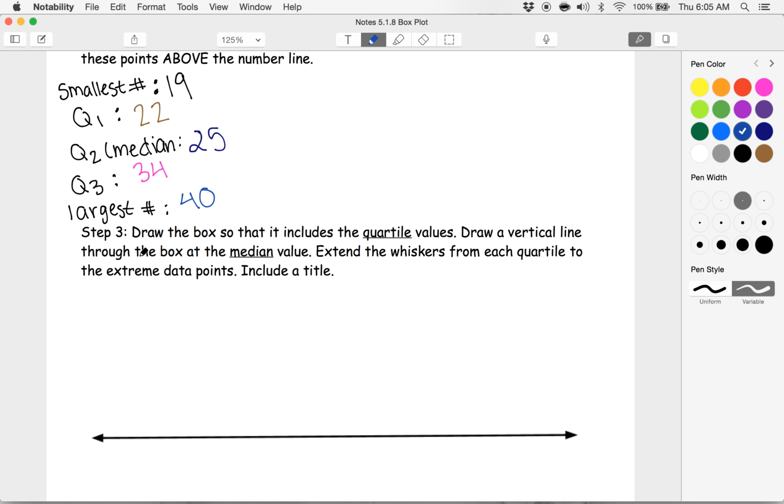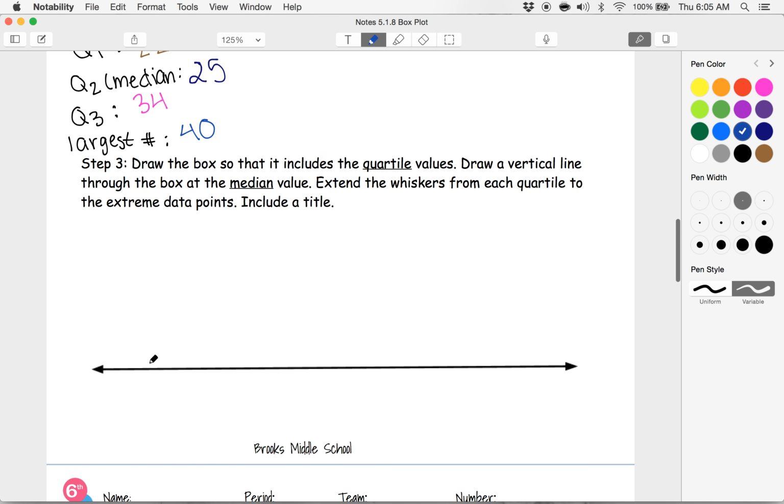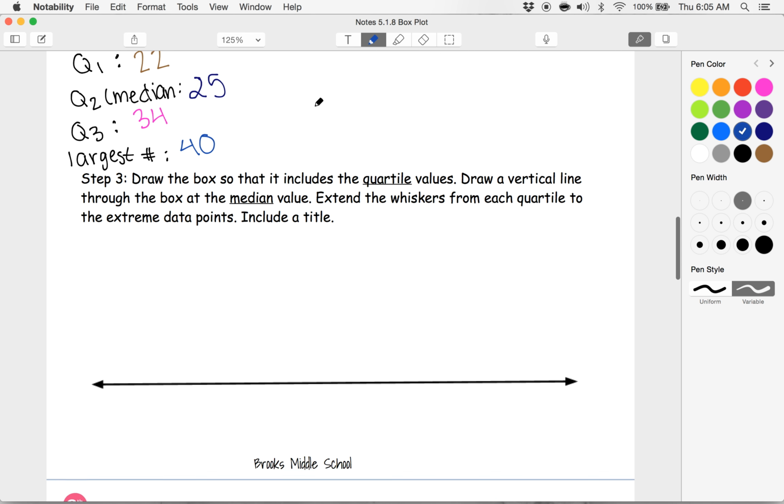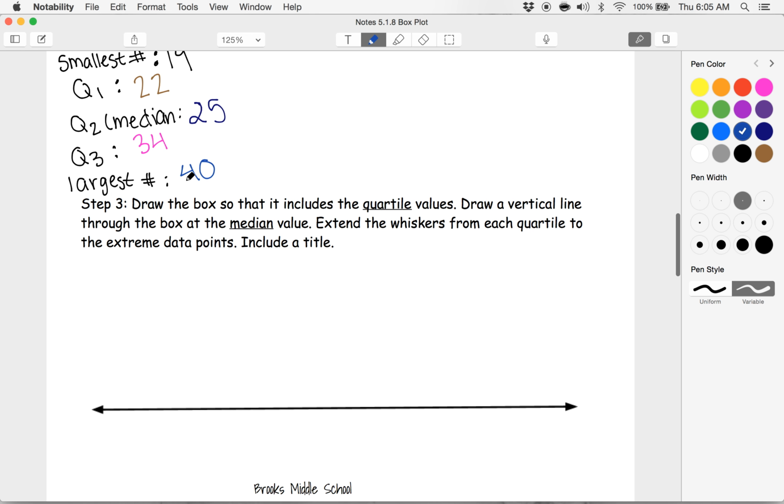So what we're going to have here, if I can scooch down, is our number line. And right now it has no numbers on it. So I know my smallest number is 19 and my largest number is 40. So I'm going to start with 19.